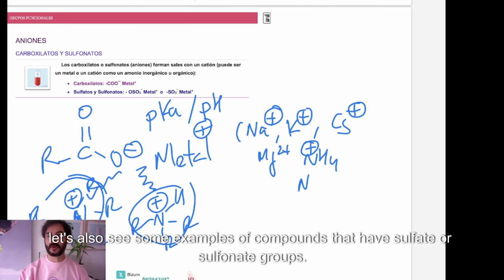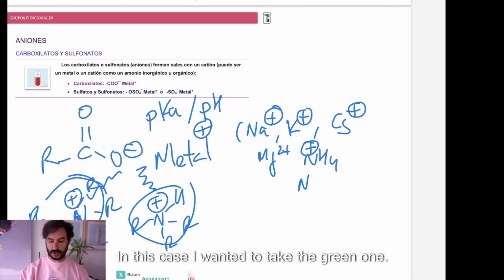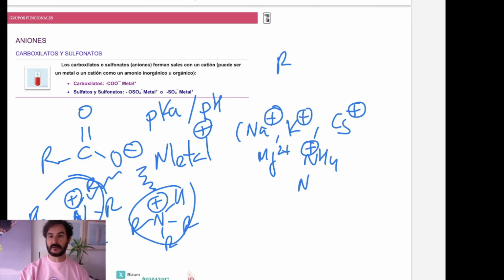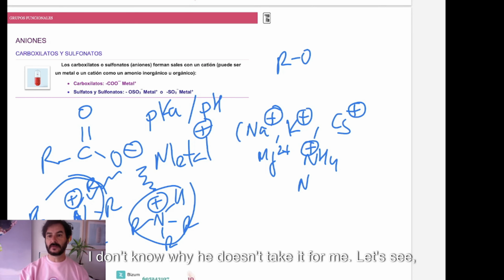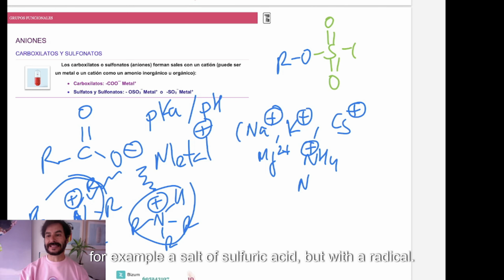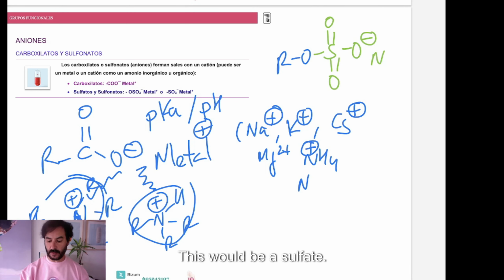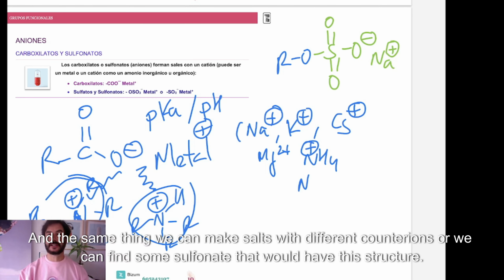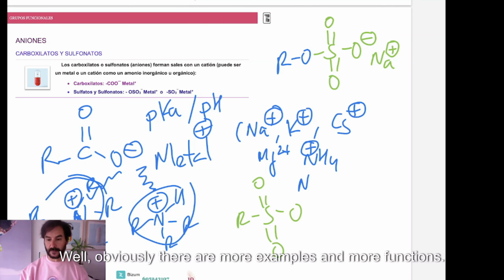Okay, let's also see some examples of compounds that have sulfate or sulfonate groups. In this case, I wanted to take the green one. Let's see. Now, yes, now with a sulfonate group, which would be this, for example, a salt of sulfuric acid, but with a radical, this would be a sulfonate. And the same thing, we can make salts with different counterions, or we can find some sulfonate that would have this structure. Well, obviously there are more examples and more functions.